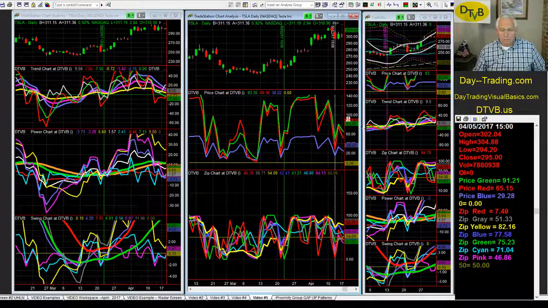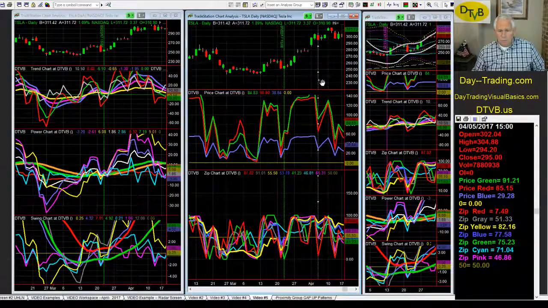My spikes in the price chart, the formula almost works. Okay, now here's one here that does not work, and this is the last one I'm going to show you. It's price blue 29, red 65, and price green 91.